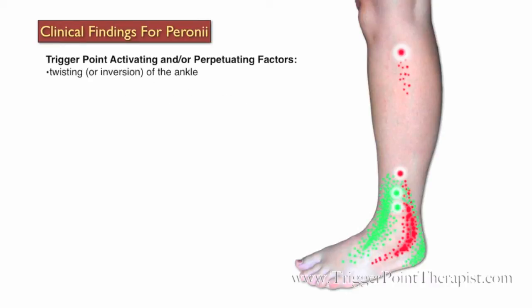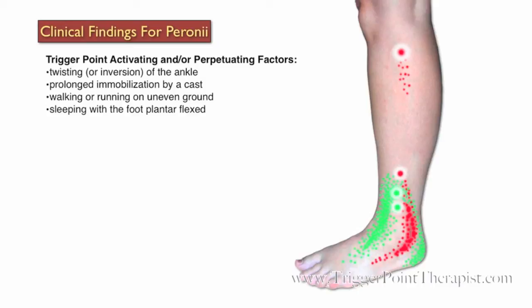Some factors that may activate or perpetuate trigger points in the Peronii group include twisting or inversion of the ankle, prolonged immobilization by a cast, walking or running on uneven ground, sleeping with the foot plantar flexed or the toes pointed, wearing high heels, a tight sock or garter, and flat feet or unsupported arches.